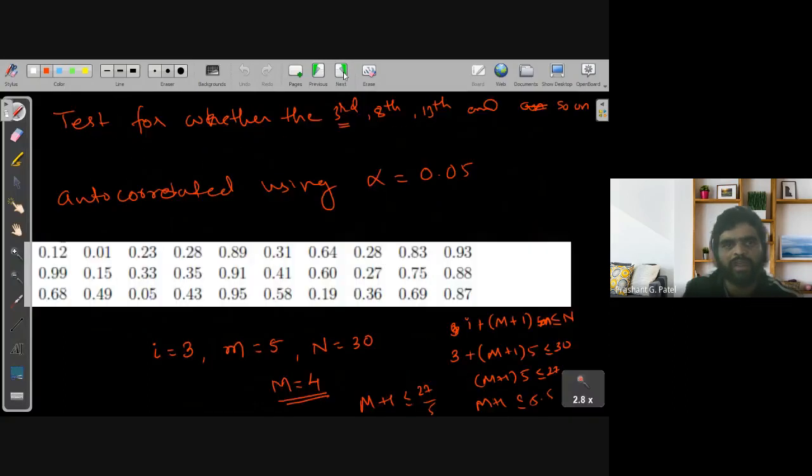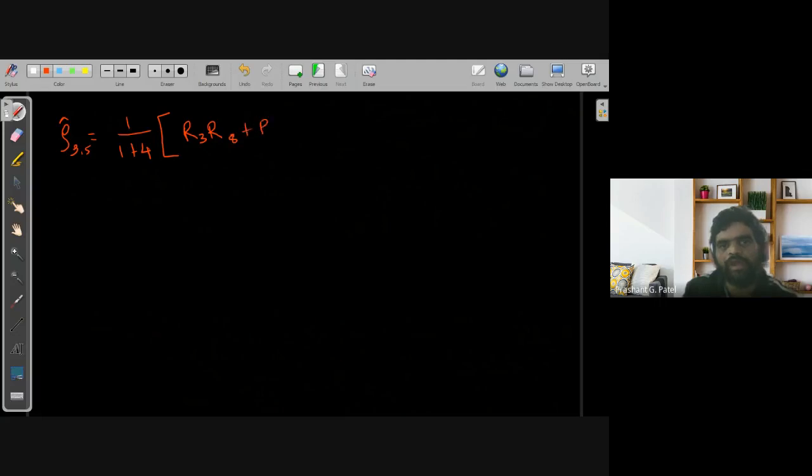So the next number is R8. Then the next one is R8 into R13, where 8 plus 5 is 13. Plus R13 into R18, because your m is 5, so 13 plus 5 is 18. Plus R18 into R23, and R23 into R28. The next quantity should not be there.